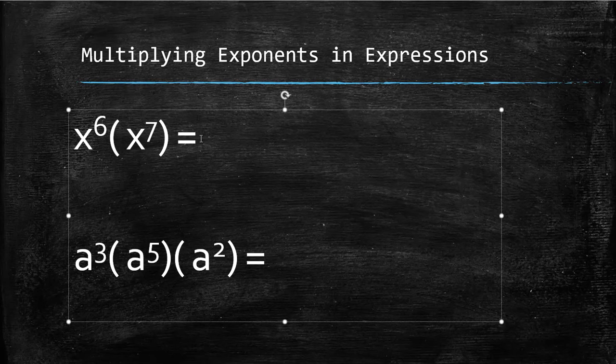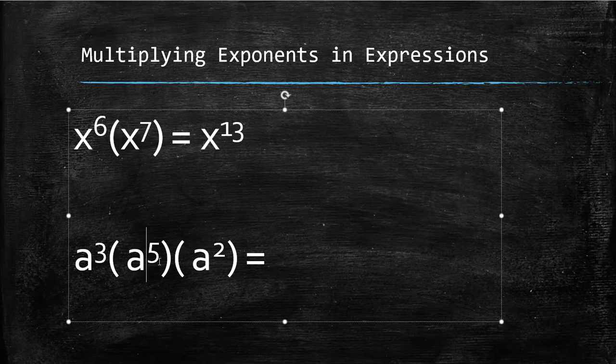Right, so I'm going to end up with 13 x's. So x to the 7th power times x to the 6th power is just x to the 13th power. When we multiply exponents, what we're really doing is adding those exponents together. Okay, let's go to the next one.